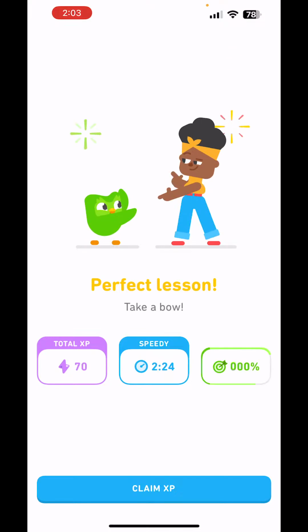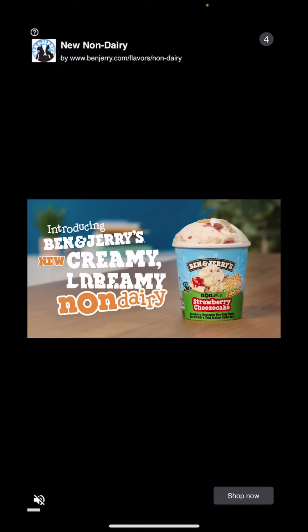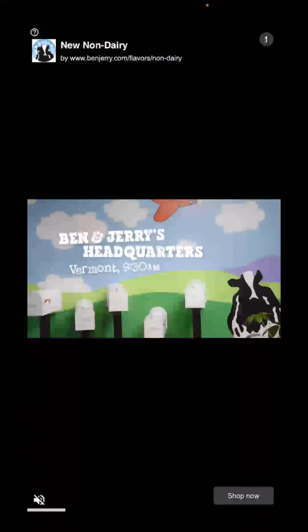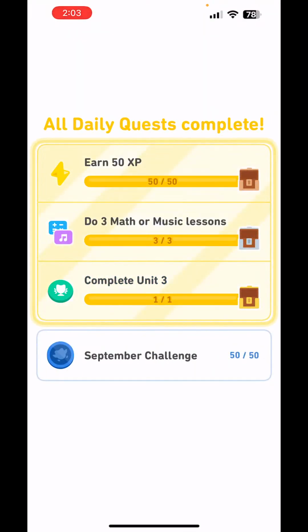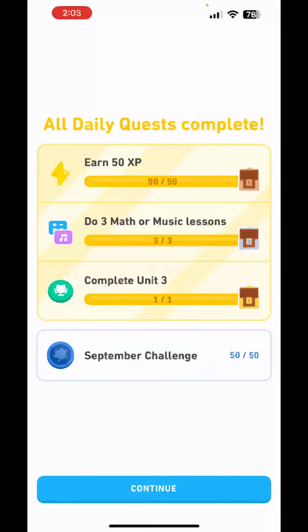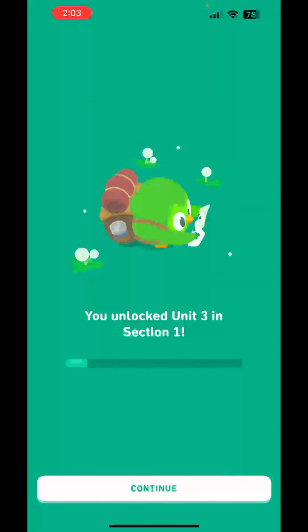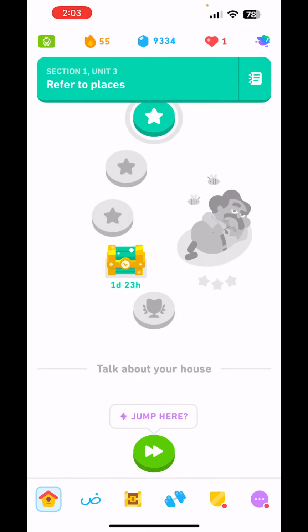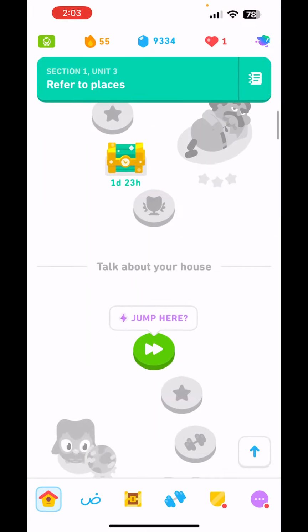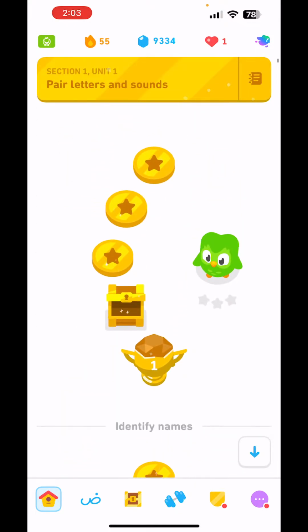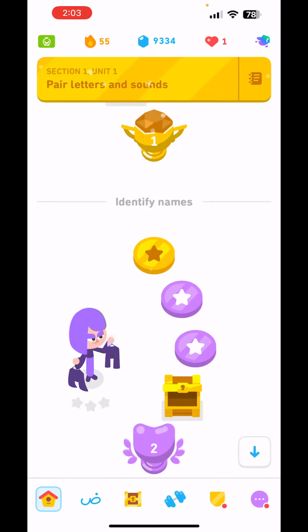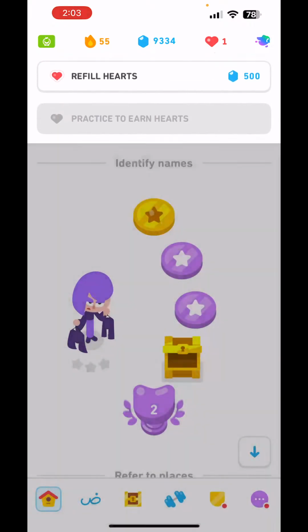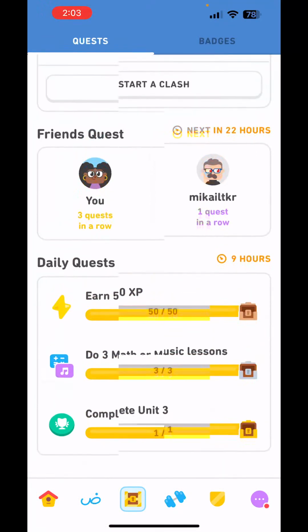Oh man, we did it. We did it. Hey, yeah, we did it. All right, and just like that, we open the golden chest. So let's continue. We unlock Unit 3 in Section 1. That's exciting. So probably what we will do next time is, oh, this is going to take 1 day and 23 hours to open. Okay. But yeah, what we will do next time is the legendary exams. We have one here and one here, but we don't have enough lives to do them now. But we did it. We got through everything today.